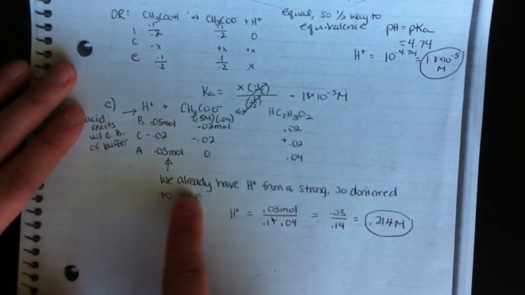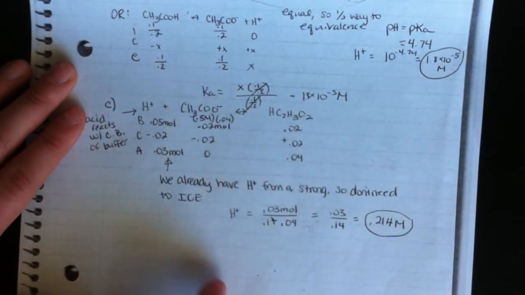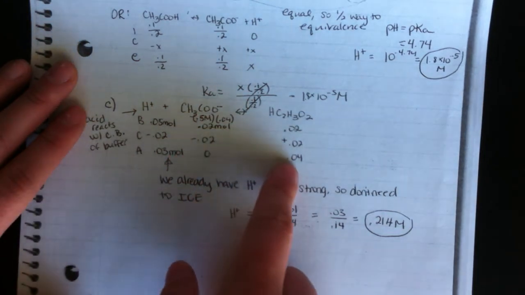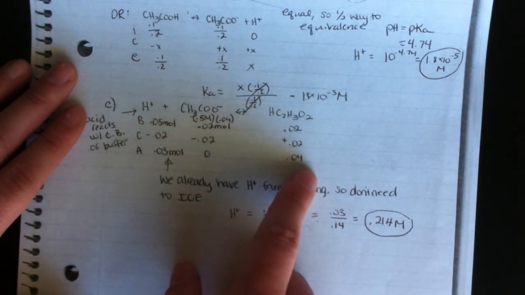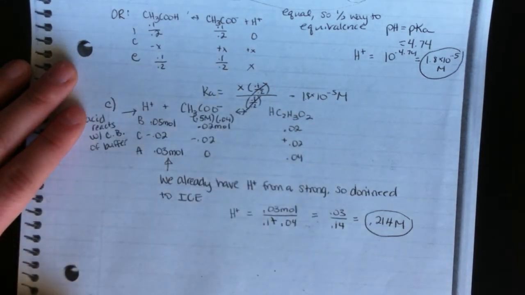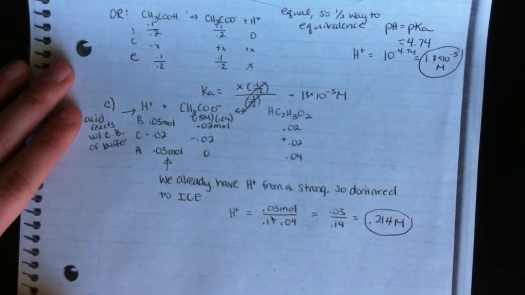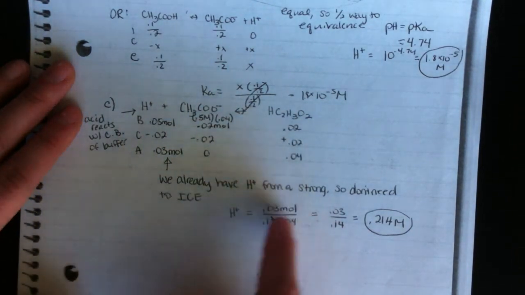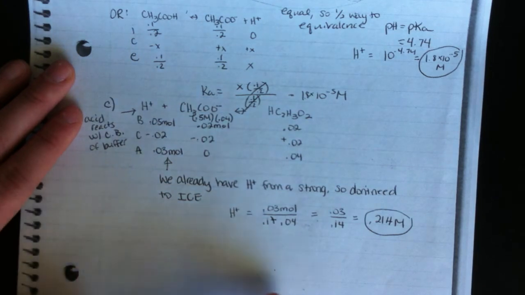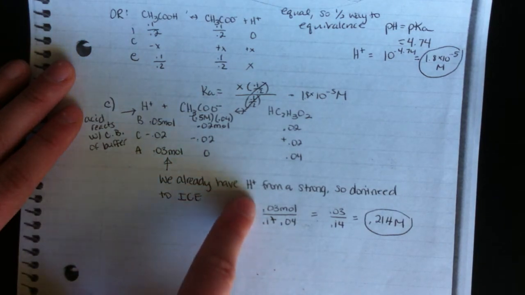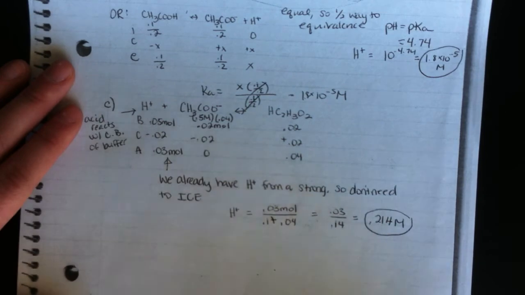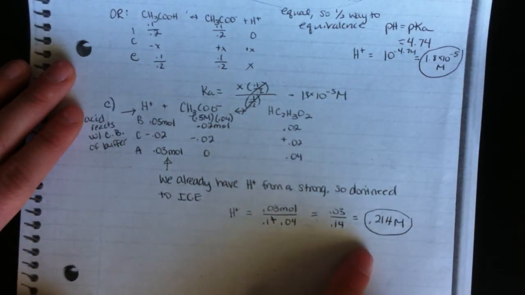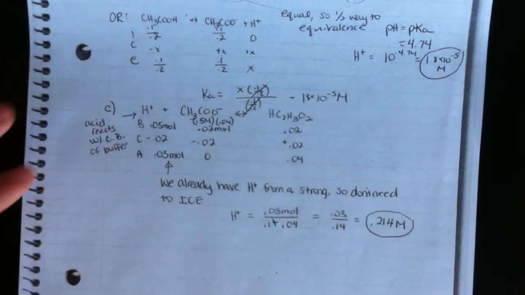And I wrote on the key here, we already have H+ from a strong, so we don't need to figure out how much H+ is also coming from the weak, because remember, when you have a mixture of strong and weak, you can ignore the weak and just go with the strong. So I ended up taking the moles and dividing by the total volume to find my new molarity of the H+.